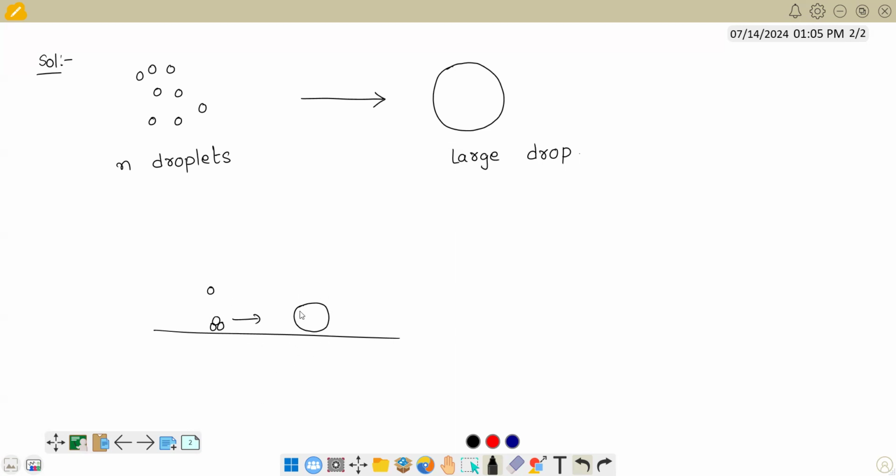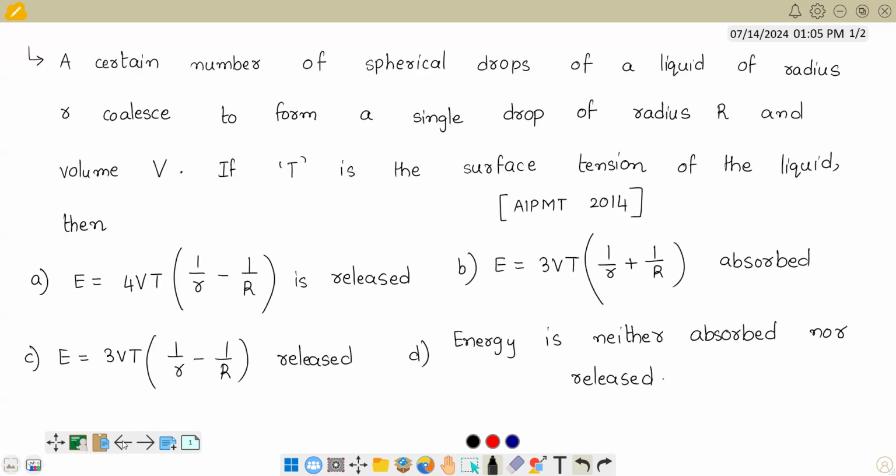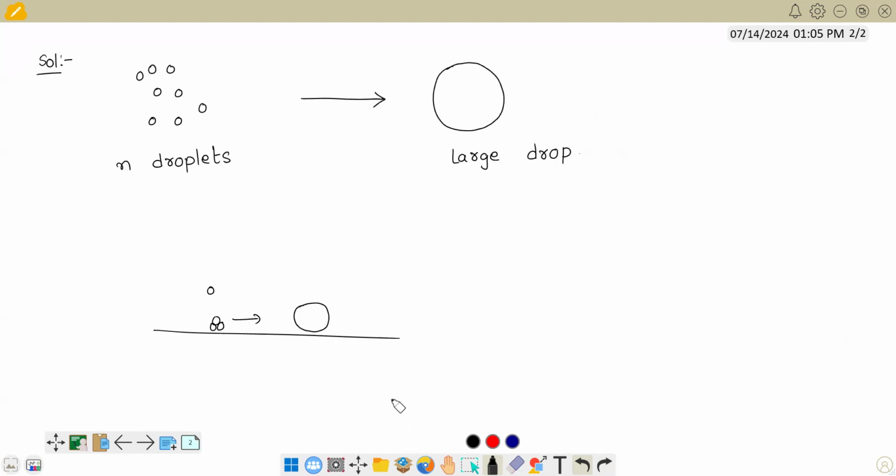So if this process is occurring naturally, then in all natural processes, it would be an exothermic process. So we can say that in this situation, where these small drops are mingling and becoming a larger drop, the energy is actually released. So we can remove these two options, where it is given that energy is absorbed, and keep energy is released. Why? Because all the natural processes that occur on their own would be exothermic.